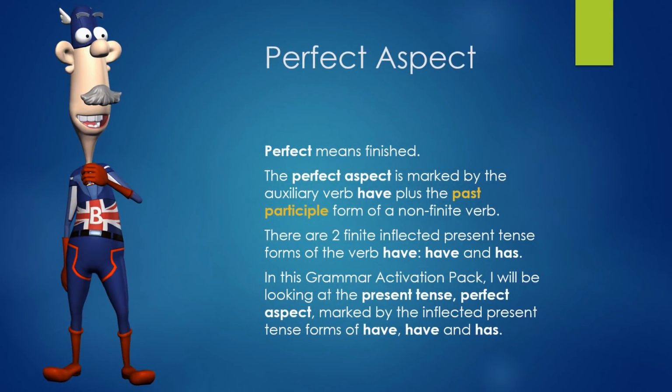Perfect aspect. Perfect means finished. The perfect aspect is marked by the auxiliary verb have plus the past participle form of a non-finite verb. There are two finite inflected present tense forms of the verb have: have and has. In this Grammar Activation Pack, I'll be looking at the present tense perfect aspect marked by the inflected present tense forms of have and has.